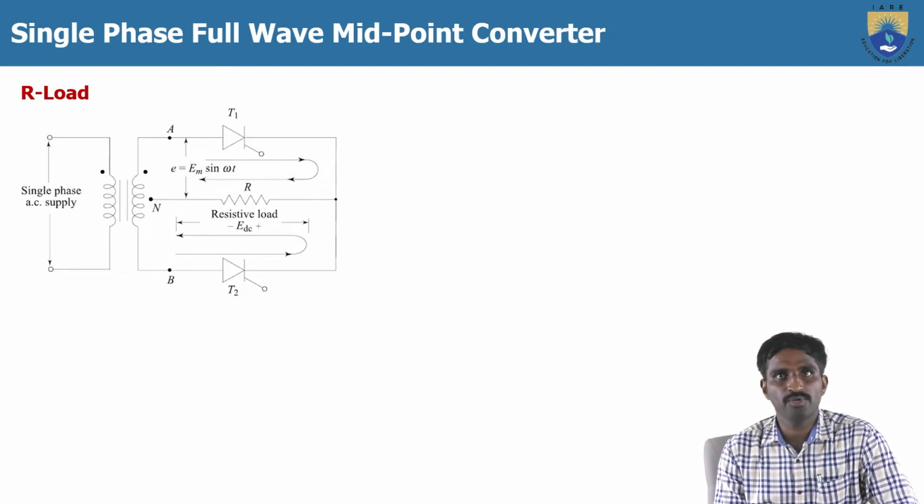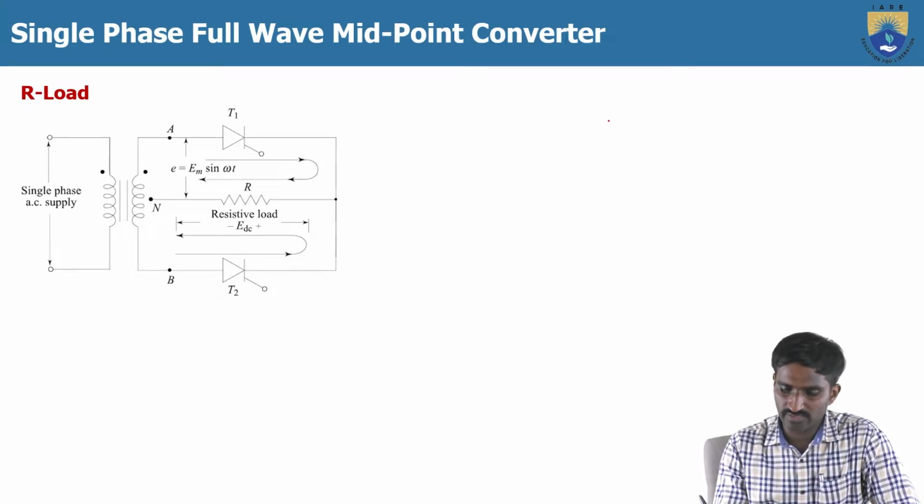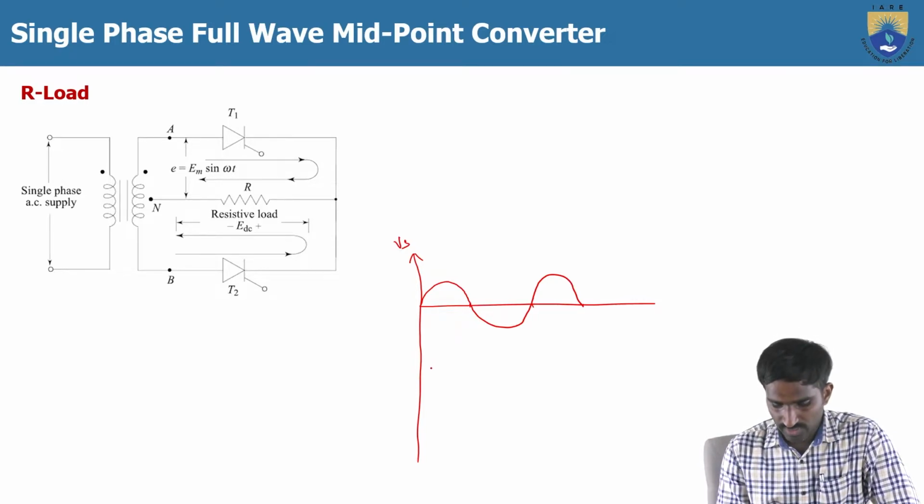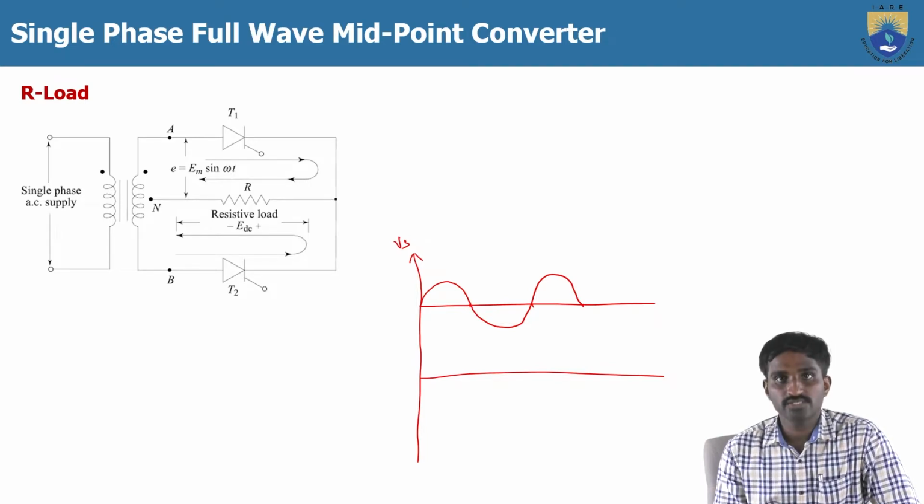Coming to the operation of the midpoint converter, as we know, the input that we are giving is the sine wave. Let me draw it here. Let me consider this is the Vs that we are giving as input. This is the input waveform. Coming to the output voltage waveform, the input AC waveform has two different cycles, one is the positive cycle and another one is the negative cycle, making one full cycle.